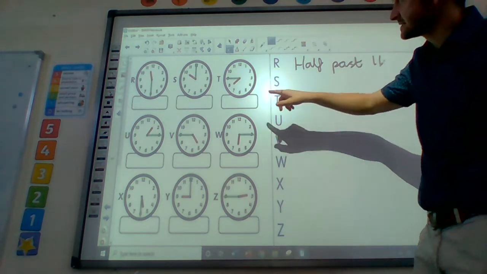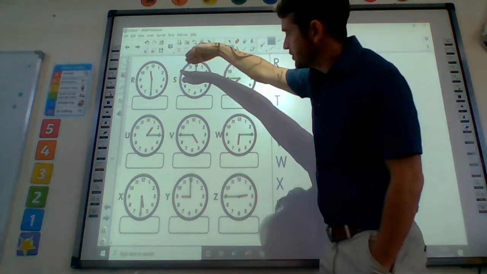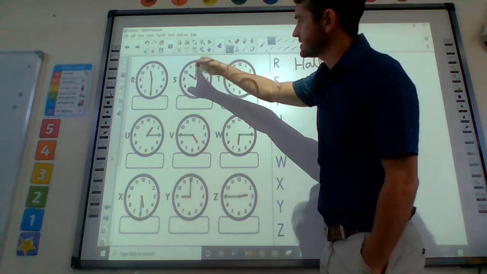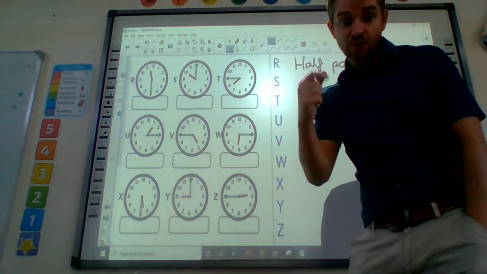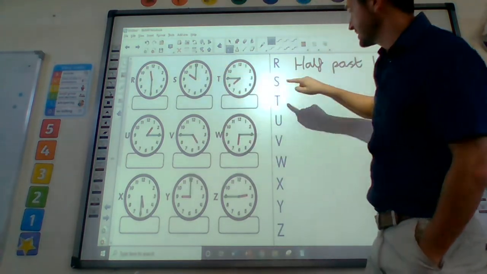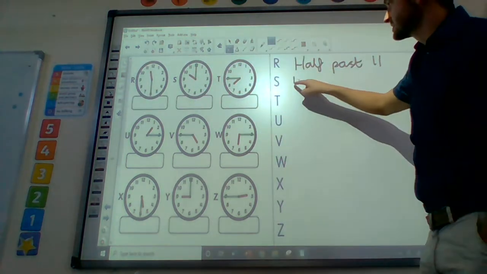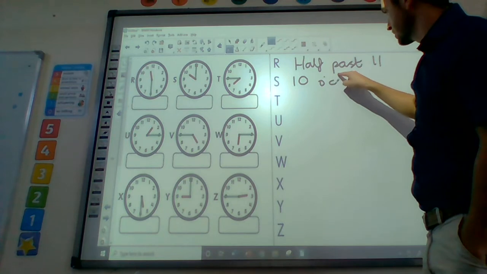I look at the next example. S, pointing straight at the 10. So I think it's 10 o'clock. I look at the minute hand. The minute hand hasn't moved at all, so I was right by looking at the hour hand. It is 10 o'clock.